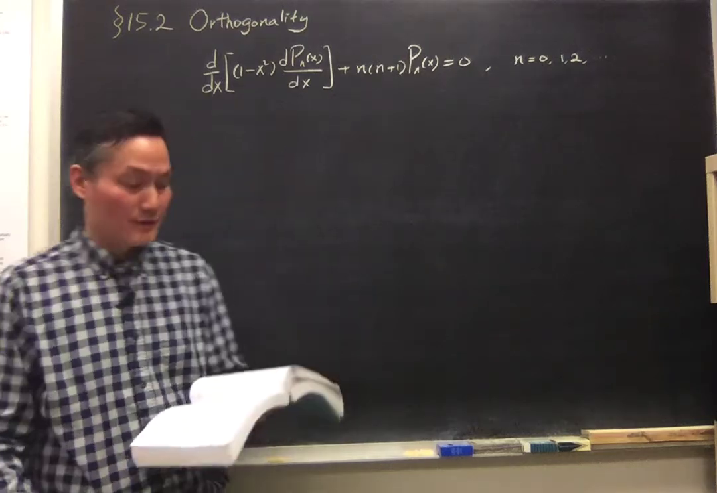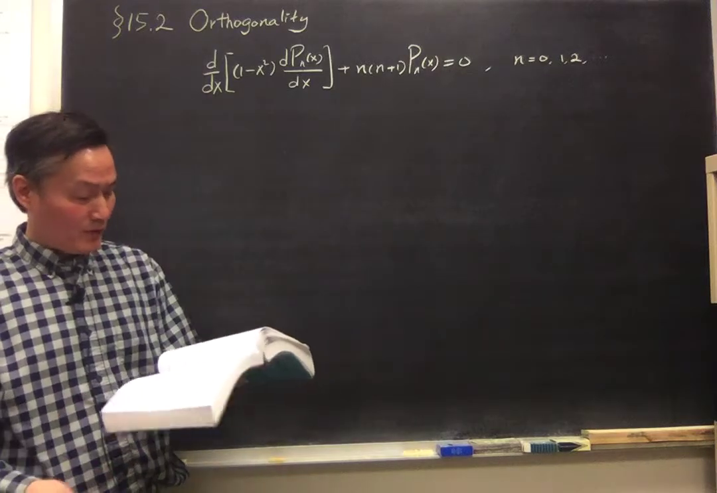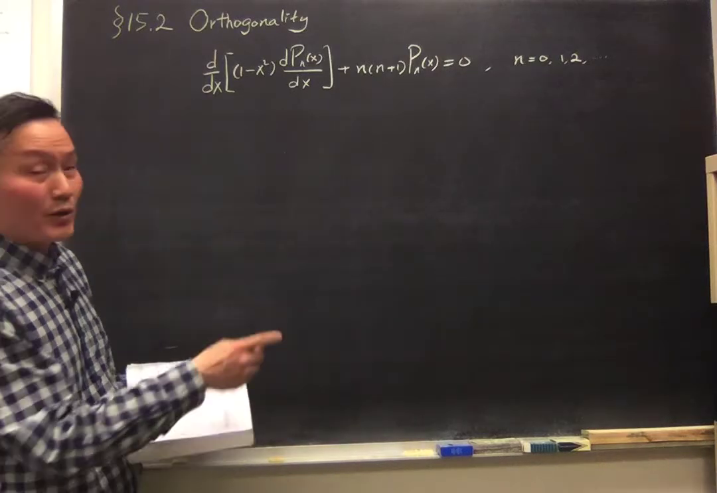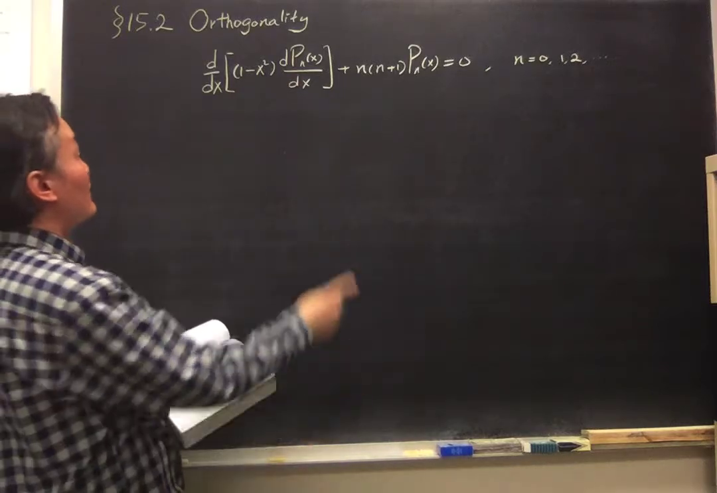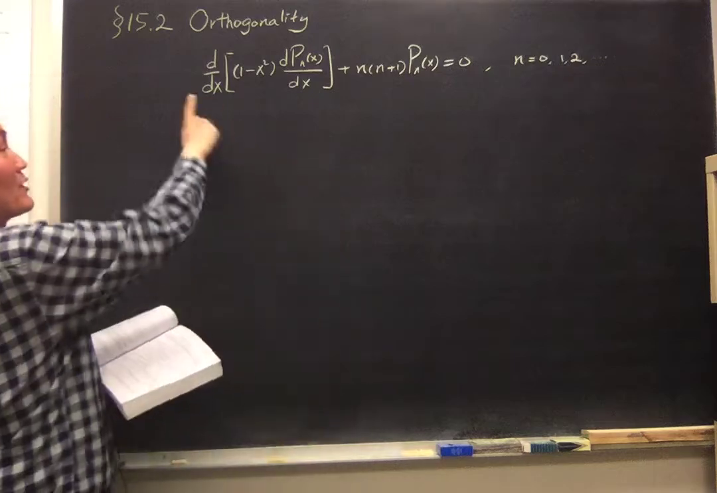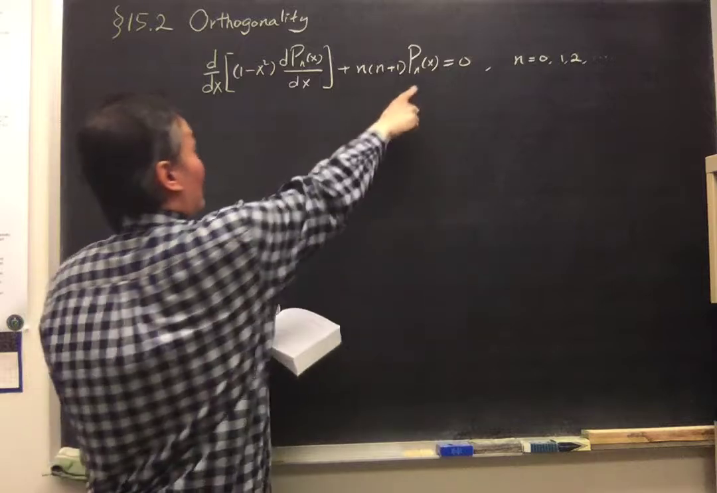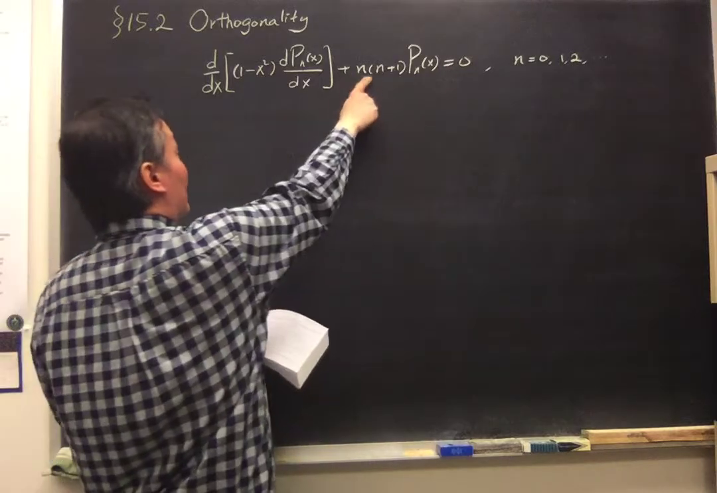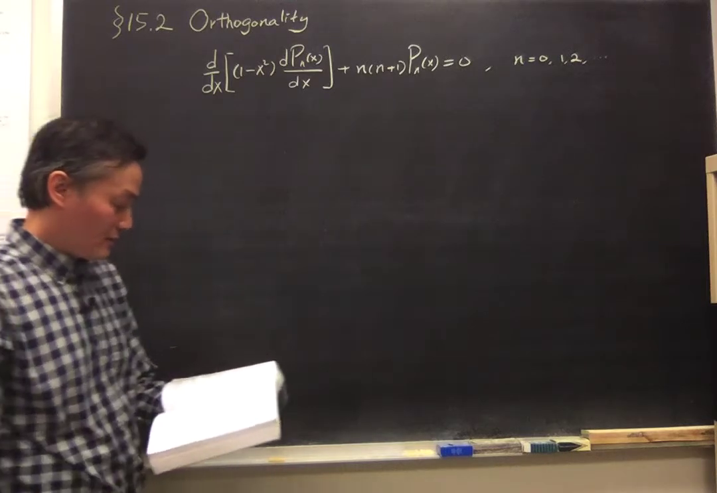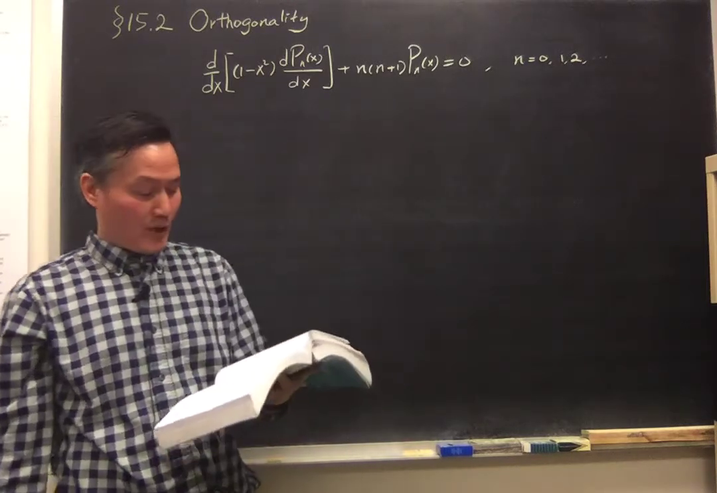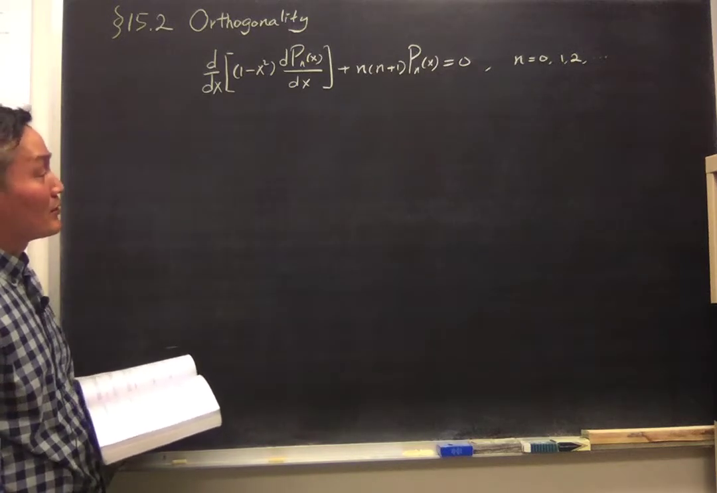Okay, we are in section 15.2. In 15.1, we already showed that the Legendre polynomial P sub n satisfies the Legendre equation written in this form, with the eigenvalue n times (n plus 1). In this section, we'll talk about the orthogonality of these Legendre polynomials.